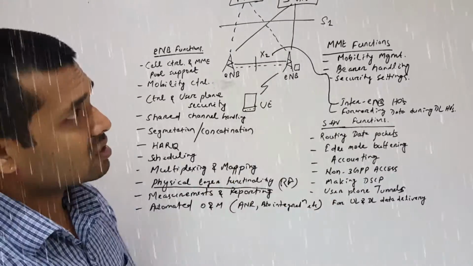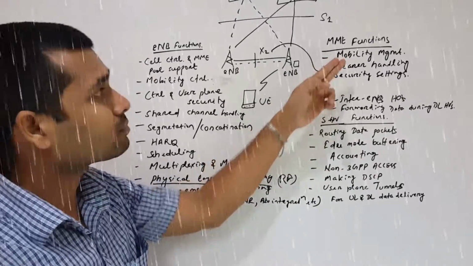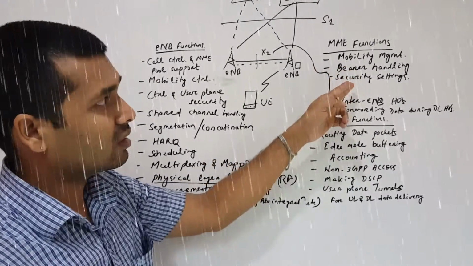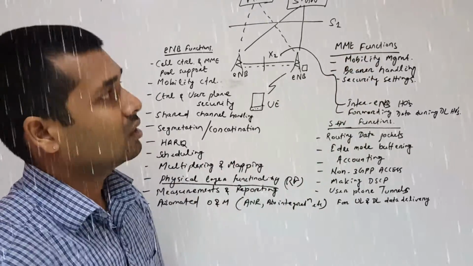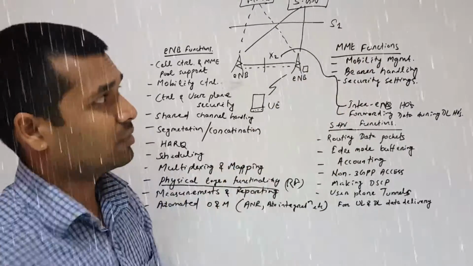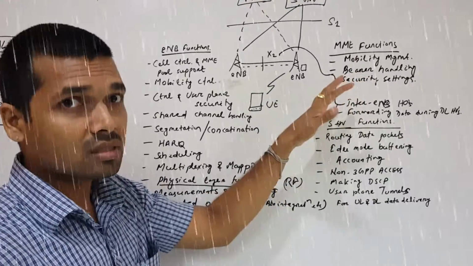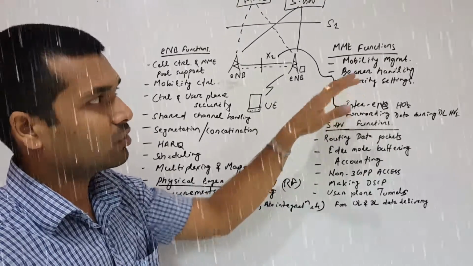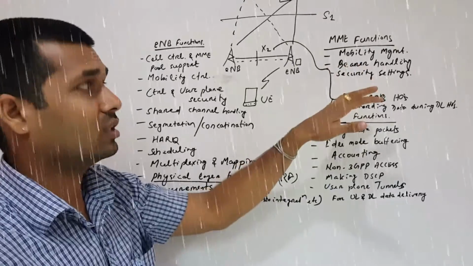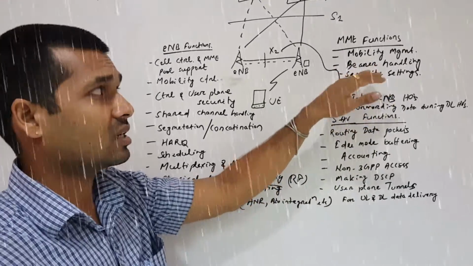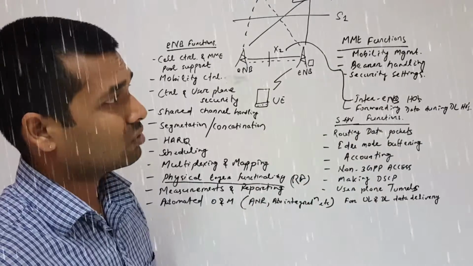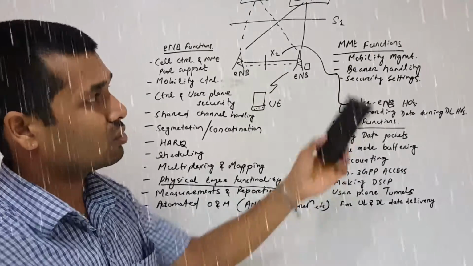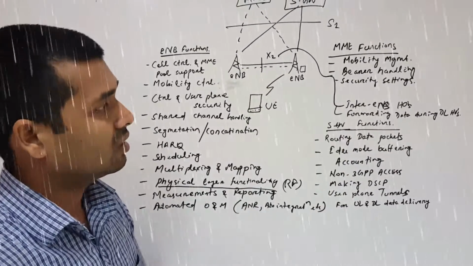Then MME functions are mobility management, bearer handling and security settings. Mobility management is definitely controlled by the mobility management entity, MME, and bearer handling, all the bearers, radio bearers and the signaling and dedicated and data bearers, everything is handled from here. And the security settings, that is the authentication and ciphering, is also controlled by the MME.